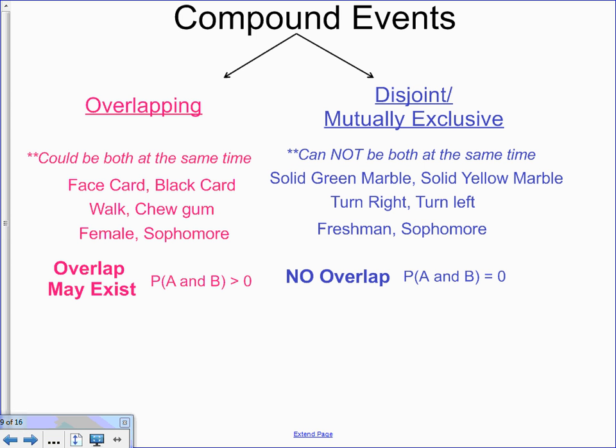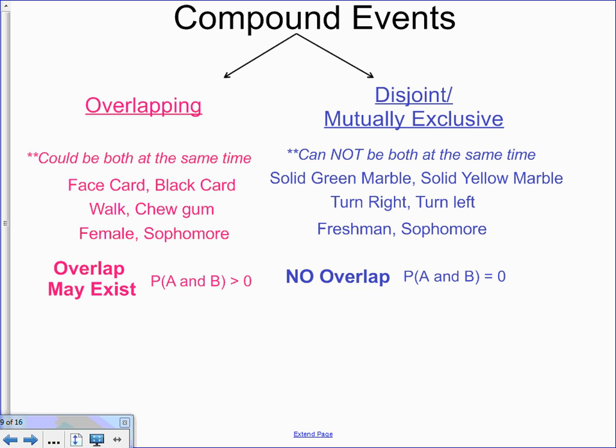Examples of overlapping events: if I pull one card from the deck of cards, what's the probability that it's a face card or a black card? There is some overlap there. You can think of some cards in the deck that are face cards and black cards at the same time, for example, the King of Clubs.